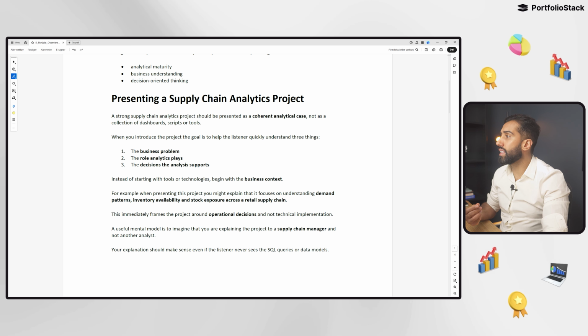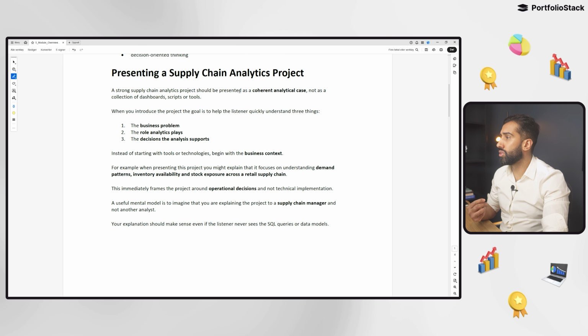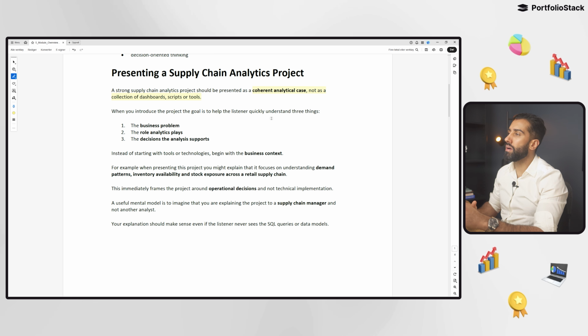In terms of presenting the project, it should be presented as a coherent analytical case, not as a collection of dashboard scripts or tools. And what I mean by that is that the case consists of more than dashboard scripts and tools. And we get into it here, right?